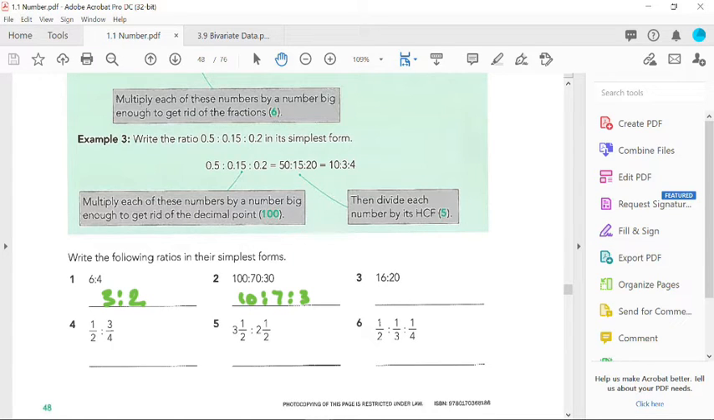Now, one thing that is odd about them, because we just said a ratio is a fraction, but you're not allowed to have fractions as a ratio.